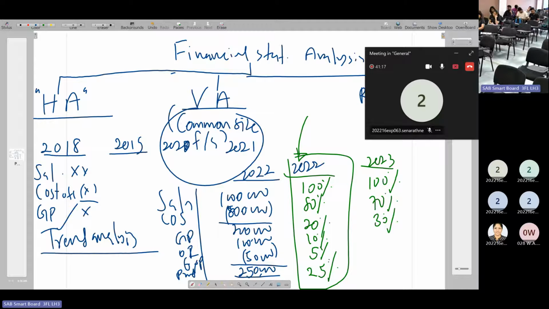Common size financial statement, or else vertical analysis. Vertical analysis. You can practice those things in your own organization. If you are working in an organization, you can use these methods and see. You can write a nice report. There are fluctuations. We need to see the reasons why.